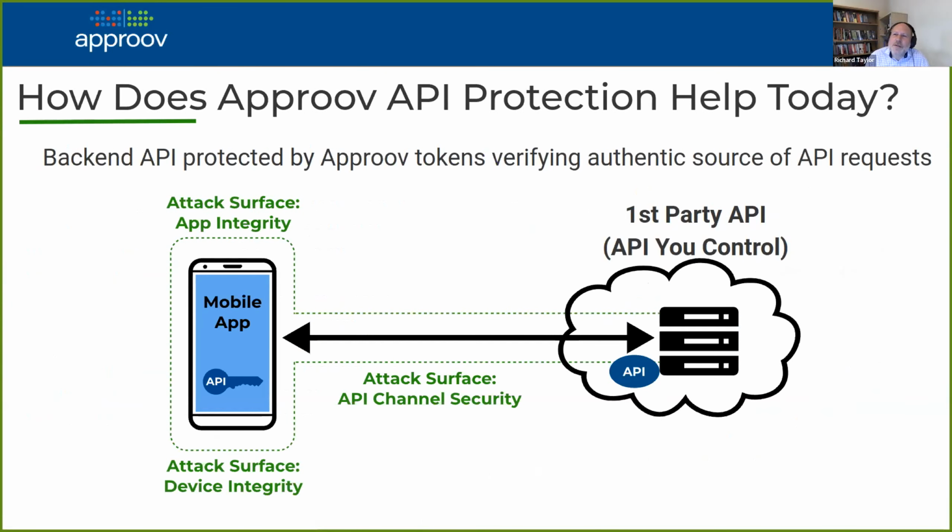So that's the background to this kind of problem and how it relates to mobile apps. What I'm going to talk about now is Approov and how Approov has worked up until this point, because I'm going to then move on to talking about the new features that we've added for third-party API protection.